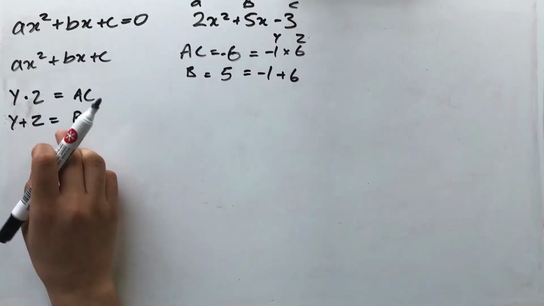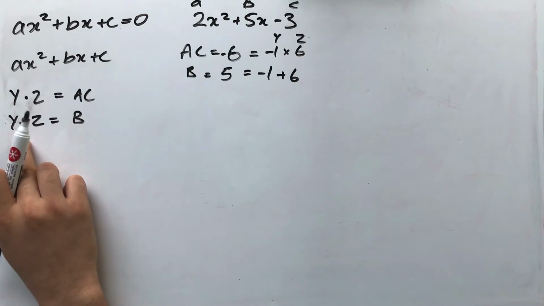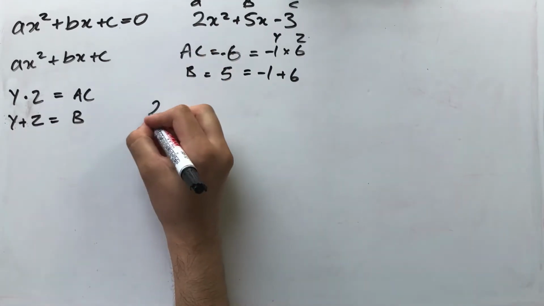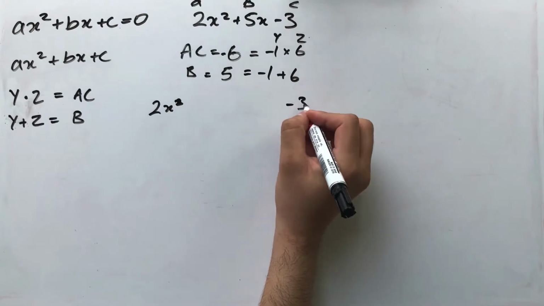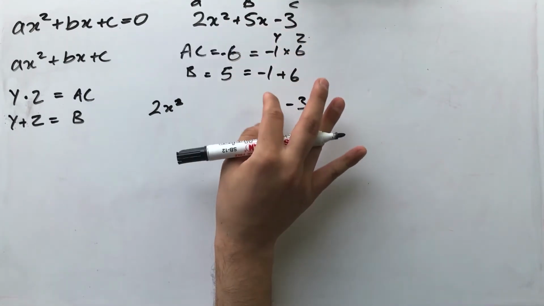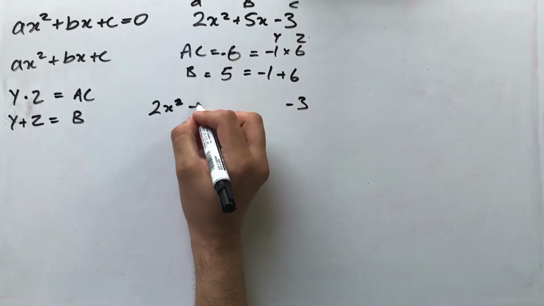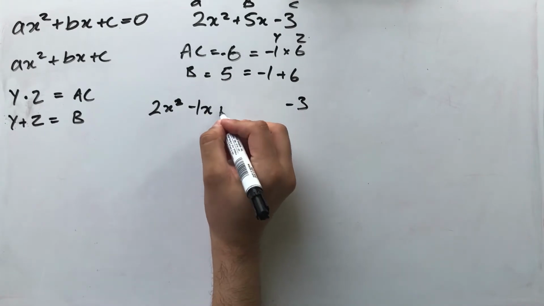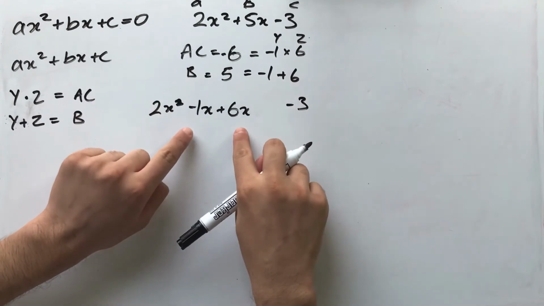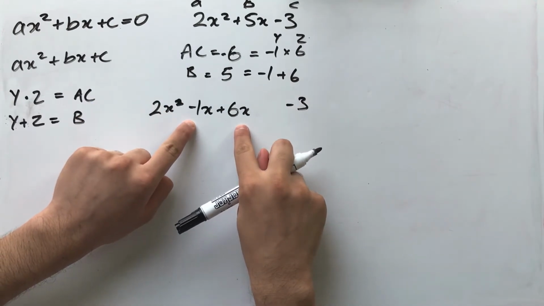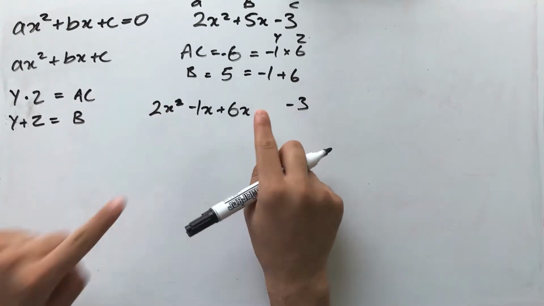Now, like I said, you have to break up the B into this. Over here, we do 2x squared. And then on the other side, we'll just write negative 3. And now the B part, we can break into this. We can write negative 1x plus 6x. If you think about it, this part is still positive 5x. We just broke it up into two parts.